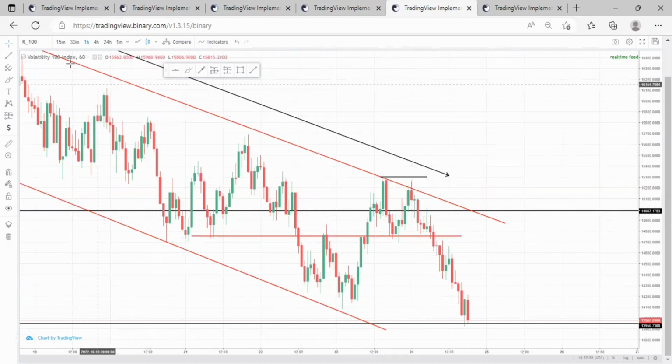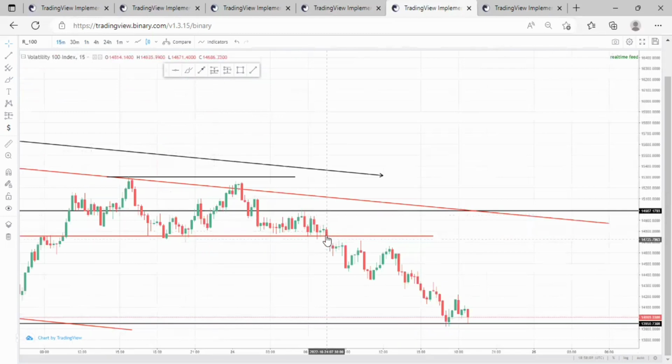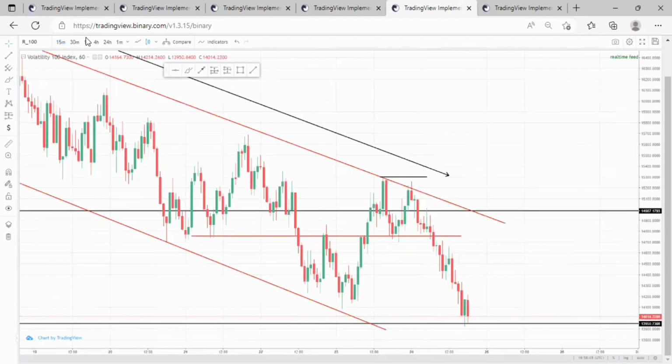So I went down to the 15 minutes time frame, and the level was broken. I saw it at this very point, and I gave the signal. I had so many confirmations that I could not wait for the retest to happen before giving the signal.